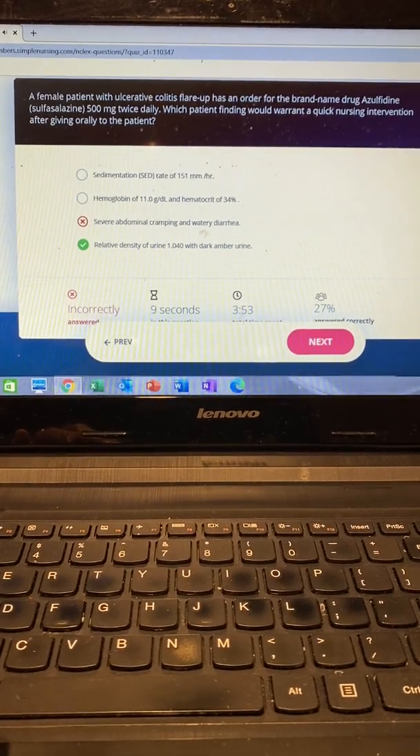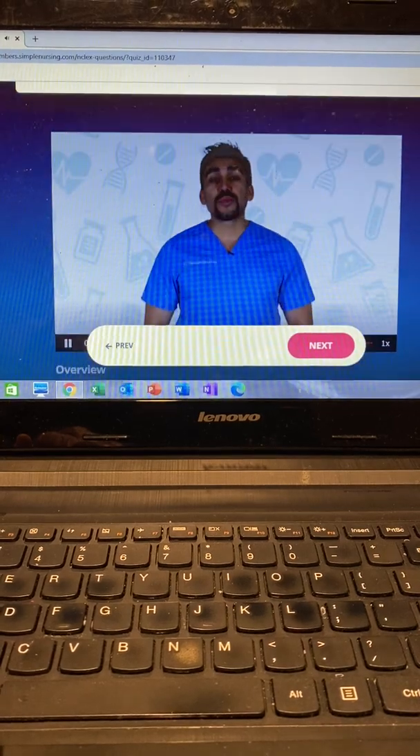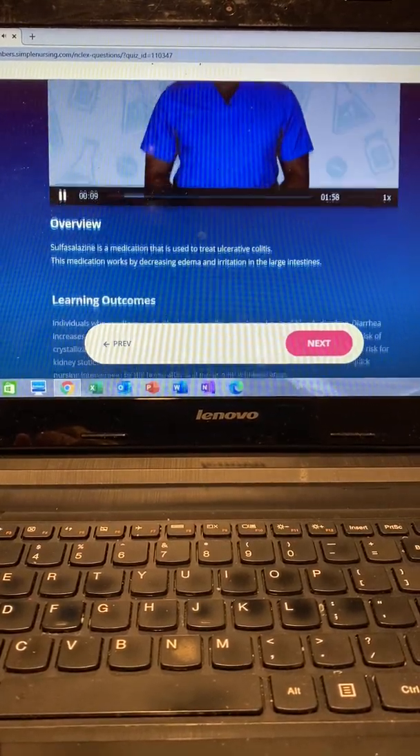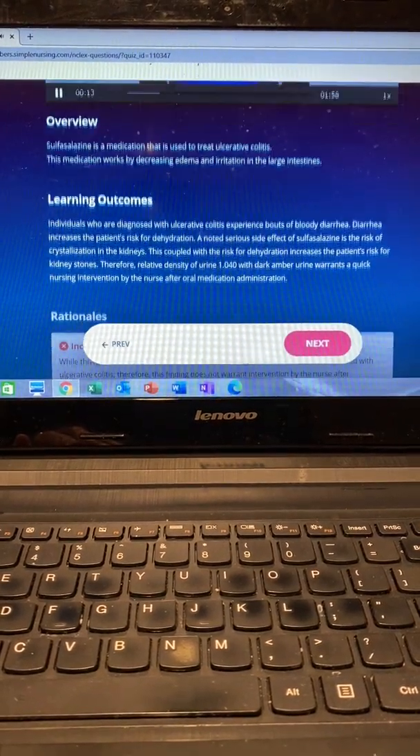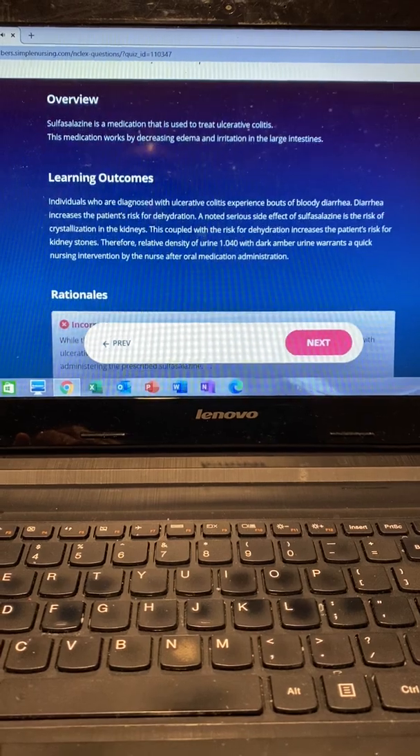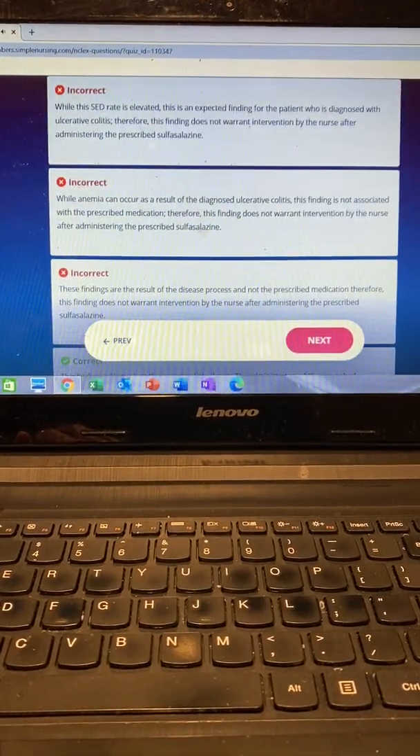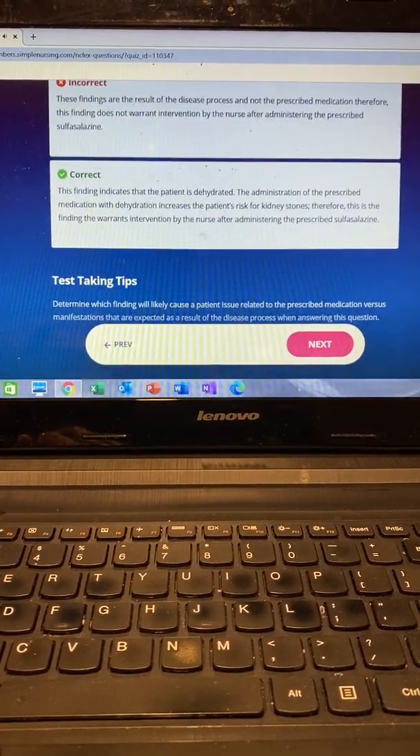Now, using our 3 steps, let's break this down. This question's asking for findings requiring intervention for the key problem, ulcerative colitis flare-up, and the patient is taking sulfasalazine. So the biggest thing I'm thinking is that it's a sulfa medication, and there's probably a lot of inflammation and pain with ulcerative colitis.